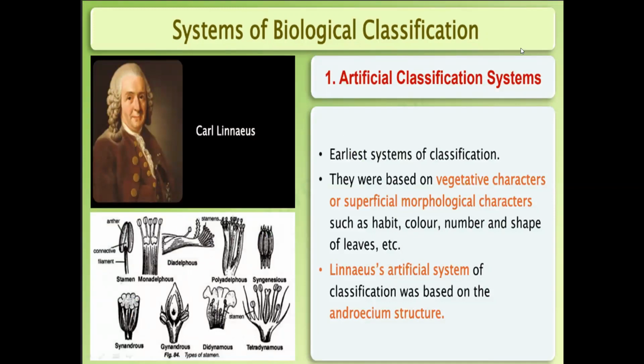You don't write this now, I'll give it later. For now, just write "system of classification", put an arrow, and write "system of classification". So, artificial classification system. This was the earliest and oldest system of classification.